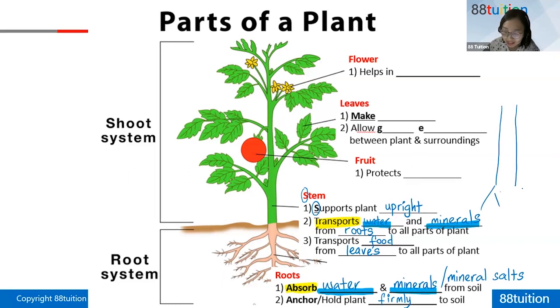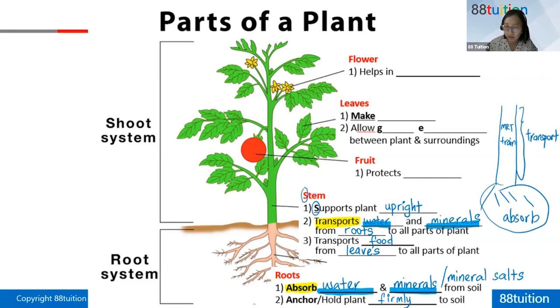So imagine this is the roots, and then this is a stem. Imagine the stem is like an MRT system. So MRT, train. So think of the stem here as the transport system. For roots, you use the word absorb. For the stem, you use transport. All right. Okay, so let's move on to the fruit.